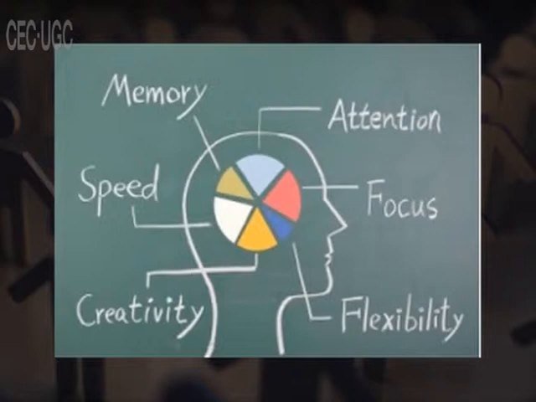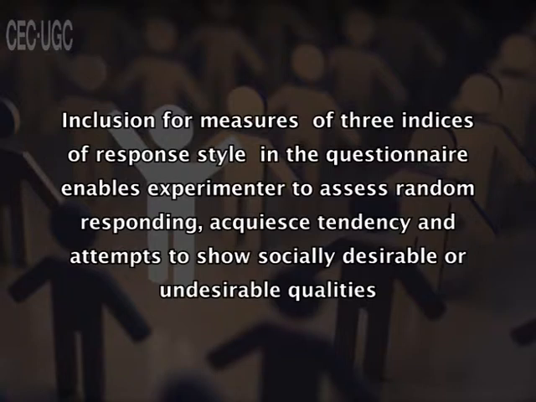It has problem-solving questions, which contain 15 items at the end of the inventory, consisting of a reasoning scale intended to measure mental ability. Inclusion of measures of 3 indices of response style in the questionnaire enables the experimenter to assess random responding, acquiescence tendency, and attempts to show socially desirable or undesirable qualities.